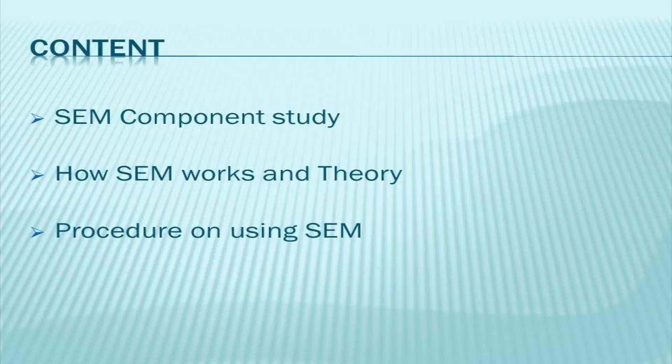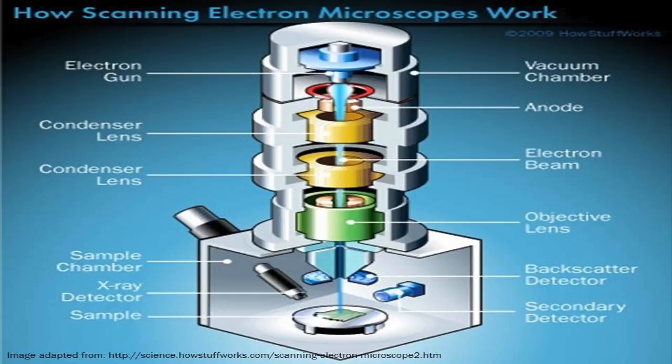This video will bring you through some sections of the SEM. First, a little bit about the components of SEM, followed by the concepts and theory, and lastly, the procedure on SEM. The purpose of scanning electron microscopy is to attain high-resolution 3D imaging by scanning the surface of a sample using a focused beam of electrons. Hence, SEM is a surface-based technology.